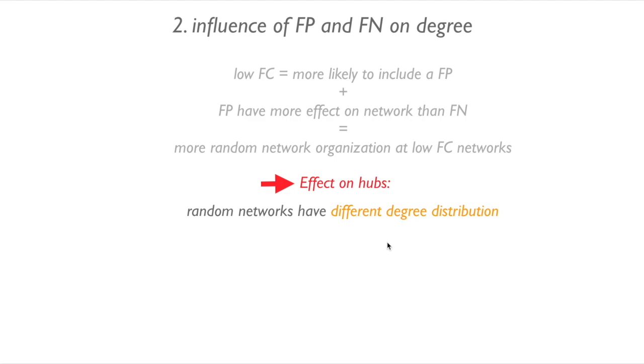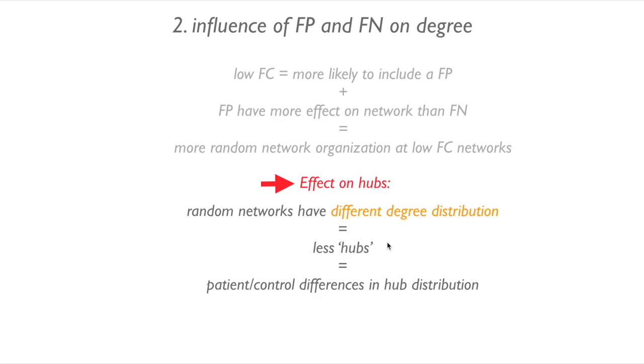So what does this mean in terms of hubs? Well, we know that random networks have slightly different degree distribution, because that's what we started with in this discussion, when we discussed in the beginning of the talk the nice paper by Barabasi and colleagues. Actually, random networks tend to have fewer hubs. The degree seems to be more equally distributed.